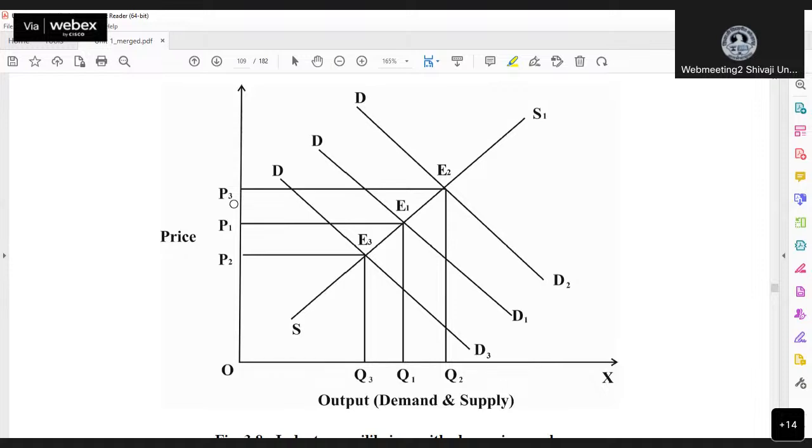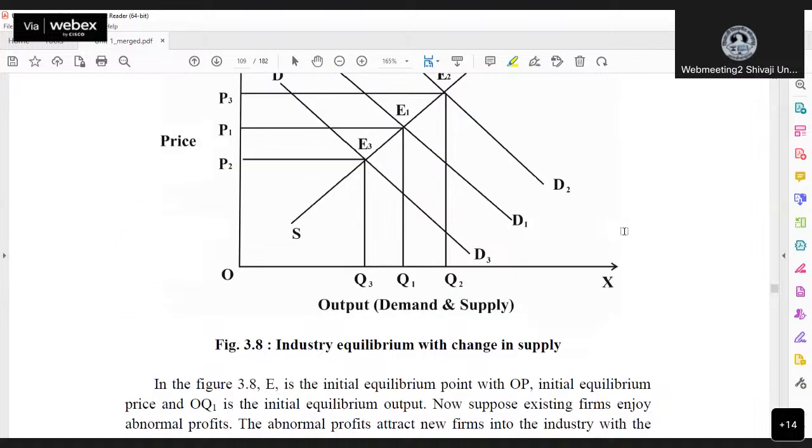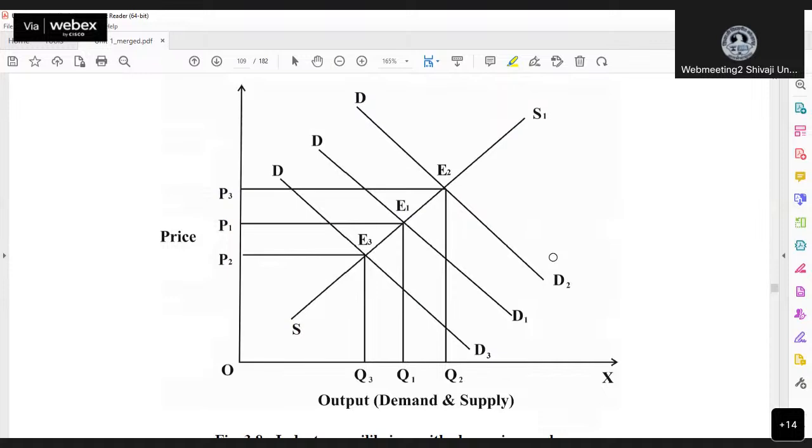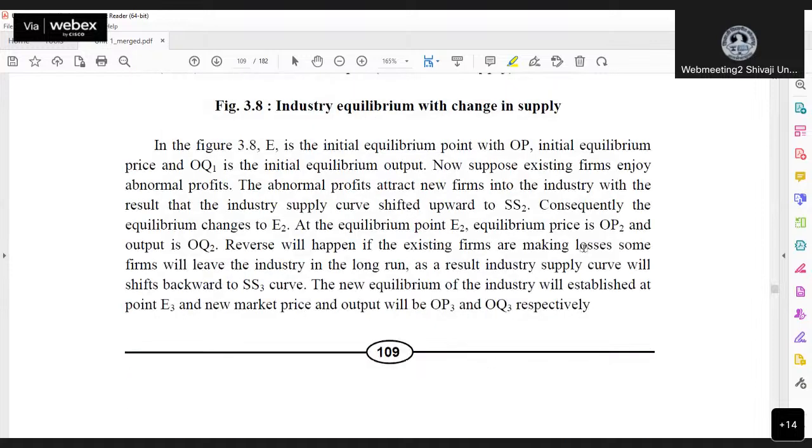P1, P2, P3 are represented for E3, E1, E2 respectively. D1, D2, D3 are the demand curves. S1 is the industry supply curve. Once you understand all these terminologies, you can write them in your own words during the examination. You just need to remember these figures or graphical representations for various situations. Apart from that, there is no need to remember anything else from this unit number 3.